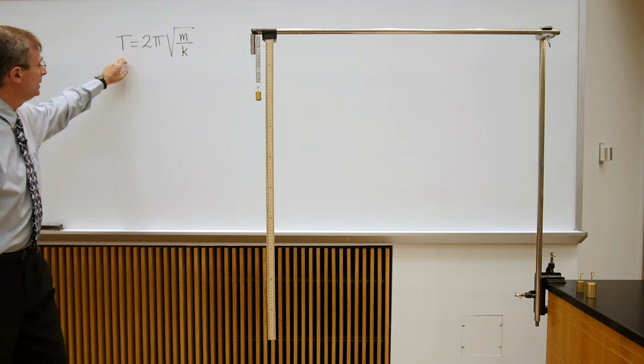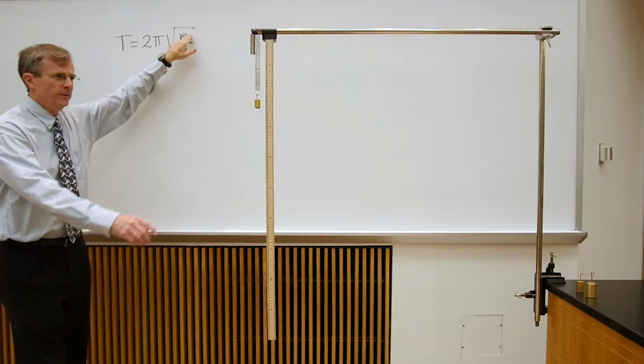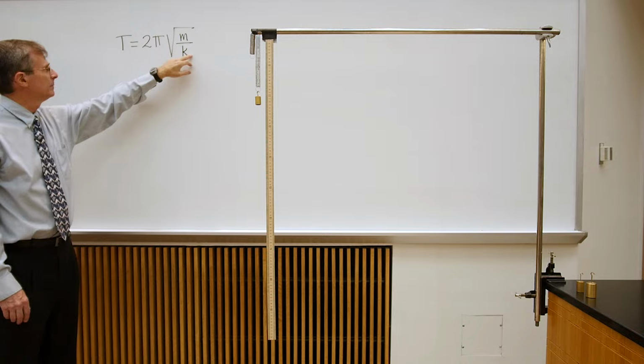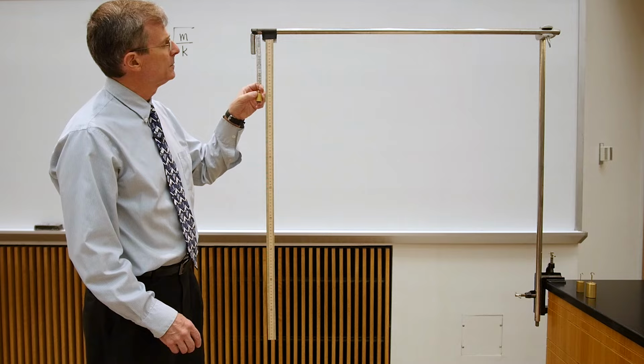It's 2 pi, the square root of the mass that you're hanging on the end of the spring, and the spring constant K that's related to Hooke's law that we talked about before. The other important parameter is the amplitude of the motion.